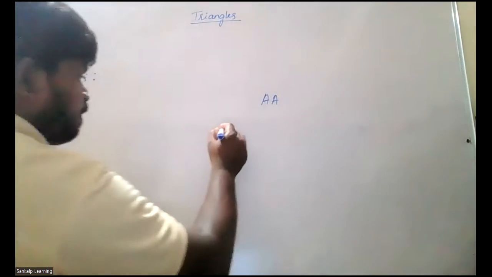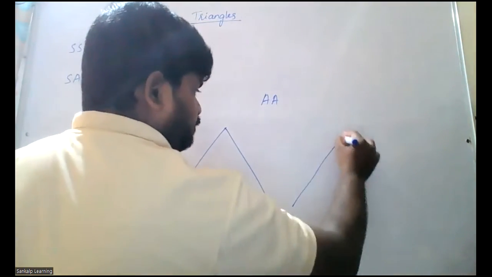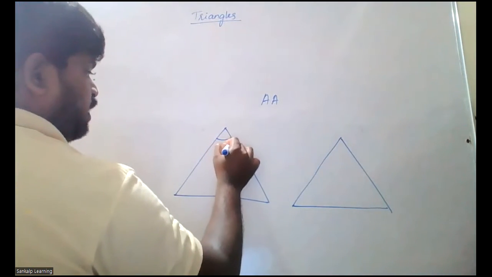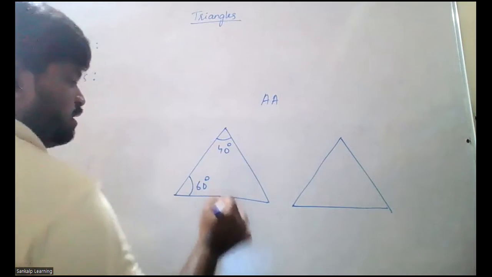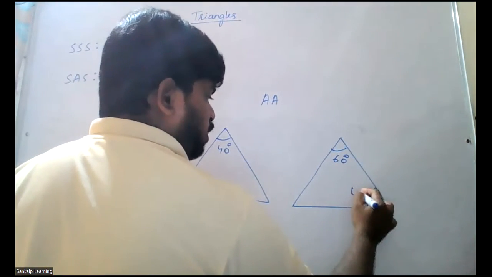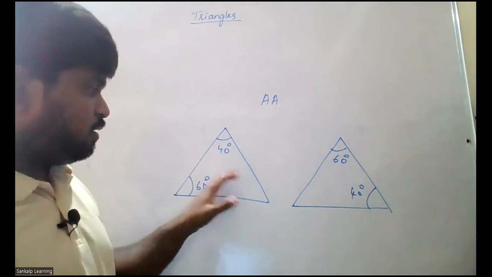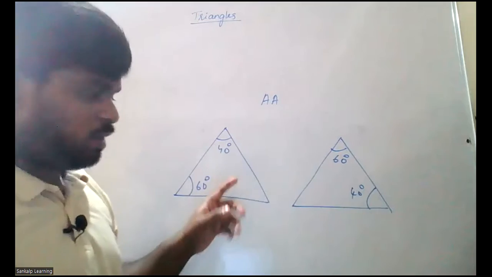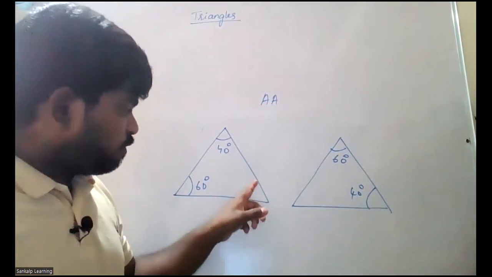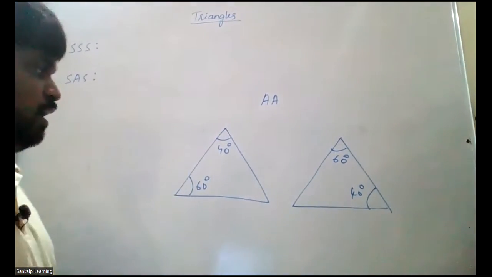For example, let's take two triangles. Let's say the angle here is 40 and the angle here is 60. In the other triangle, let's say the angle here is 60 and the angle here is 40. Now, if you observe, two angles here and two angles here are equal. 60 is equal to 60, 40 is equal to 40. Now, the third one, will it be equal or not? Definitely it will be equal, isn't it?